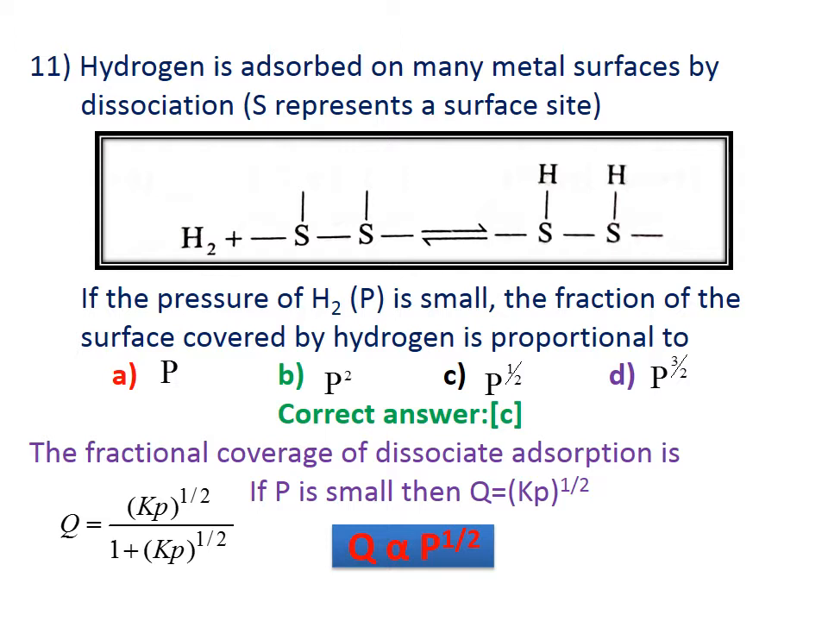The fractional coverage of dissociative adsorption, if P is very small, then theta will be equal to Kp whole power half. That is the equation. Theta will be equal to Kp whole power half divided by 1 plus Kp whole power half. If P is small, then theta will be equal to Kp whole power half. Therefore, theta is directly proportional to P power half. The correct answer is C.